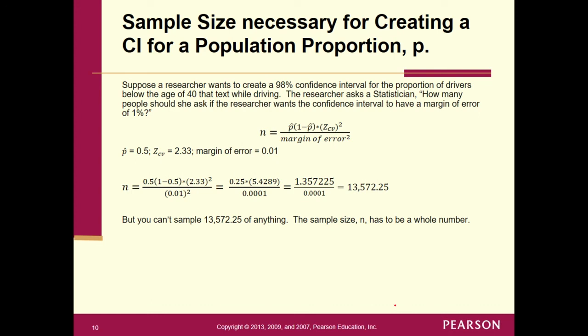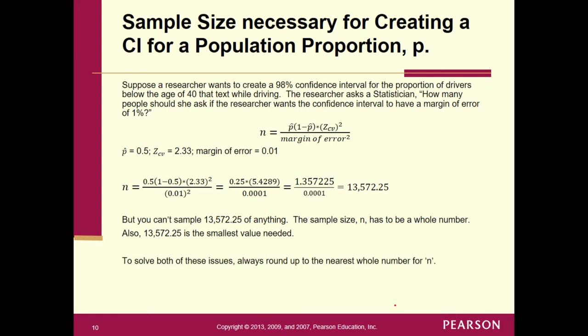The second thing is that the 13,572.25, that's the absolute minimum that we needed, and we need a whole number. Okay, and so we need to solve these two problems. The easiest solution to this is the following: to solve both of these issues, always round up to the nearest whole number for n.